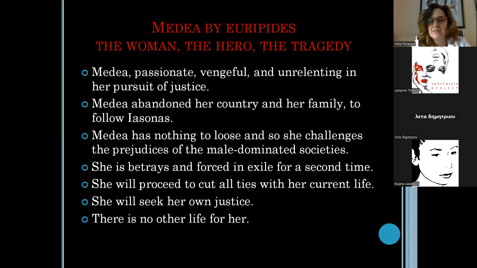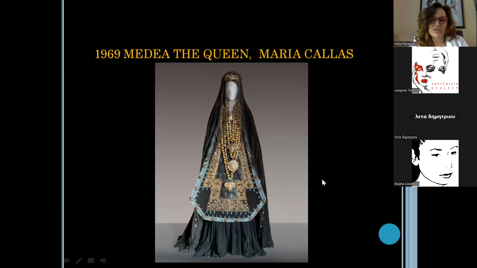And why is that? As I said before, when somebody has nothing to lose, there's no other life for her. There's nowhere to go. Every time you see Medea, or a whole play, or read about her, you need to keep these things in mind, and whatever else is in your opinion, of course. So we saw in the first presentation a Medea portrayed as a queen. This was 1969, and it's Maria Callas who wore this costume. I found a better picture, so I really wanted to put it here for you.